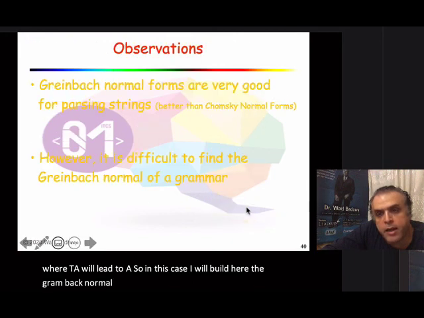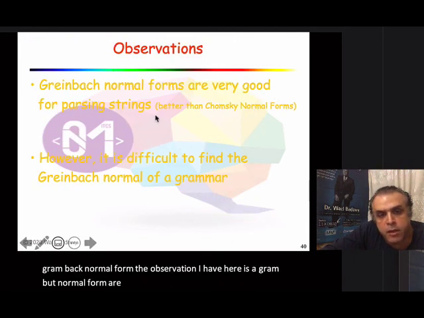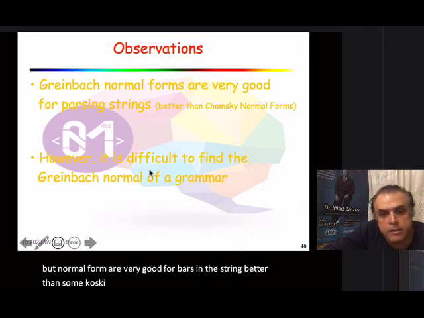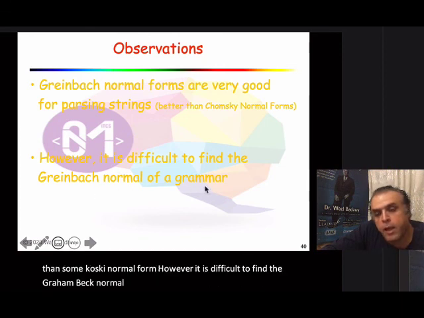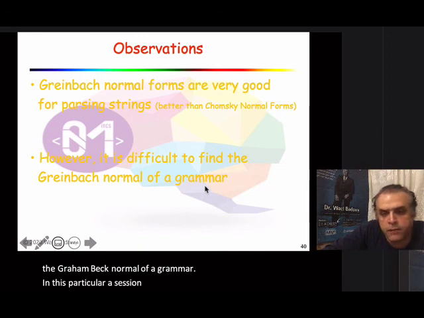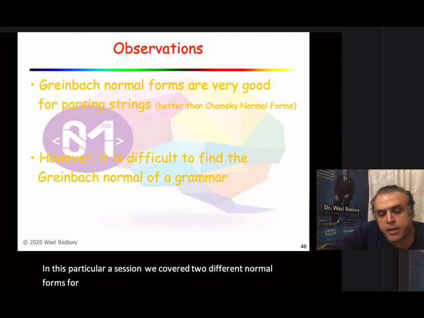The observation I have here is that Greibach normal forms are very good for parsing a string, better than Chomsky normal form. However, it is difficult to find the Greibach normal form of a grammar. In this session, we covered two different normal forms for grammars and languages, and they have different functionality, which we can explain later.